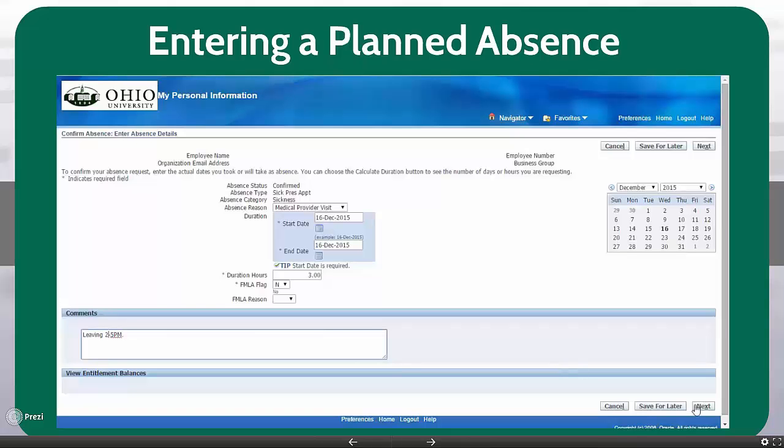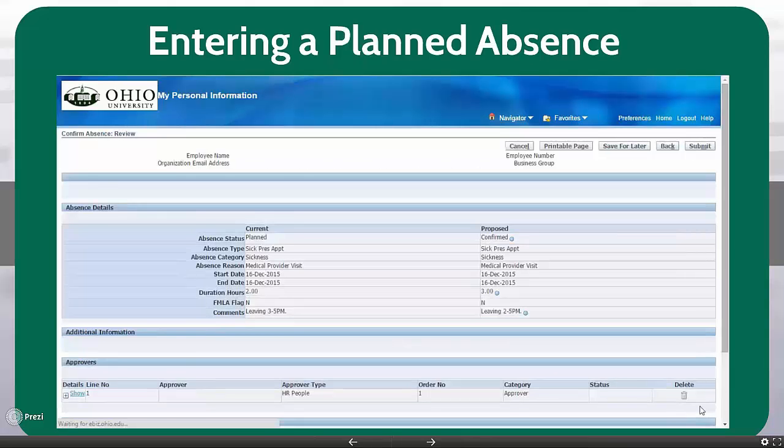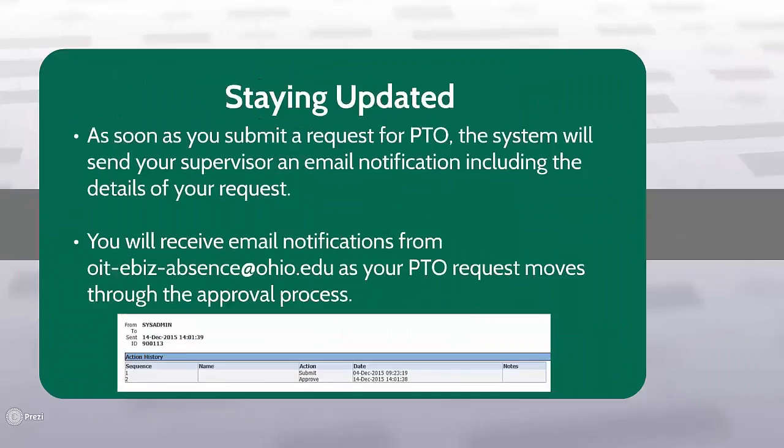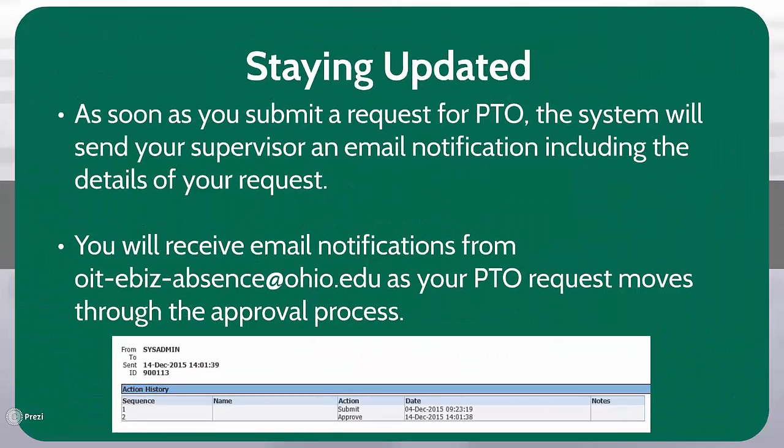Click Next to review. Then, by clicking Submit, it will send to your supervisor to make it an official confirmed absence. When you submit a request for paid time off or modify an existing request, the system will automatically route the request to your supervisor for approval. You and your supervisor will continue to receive email notifications throughout the process to stay updated. This process is called workflow.